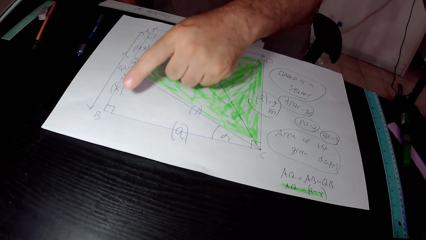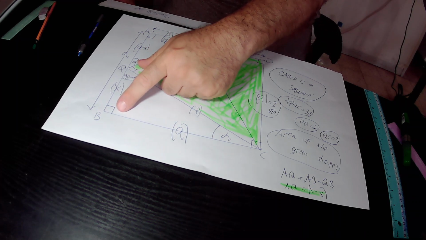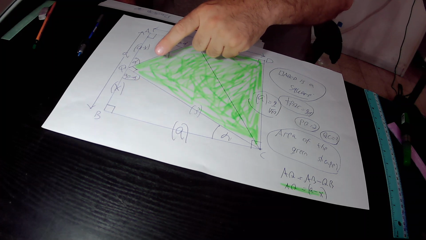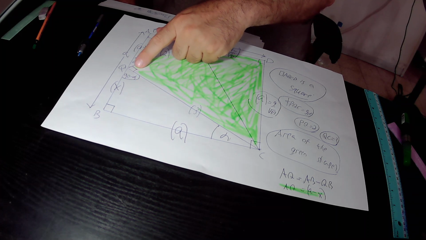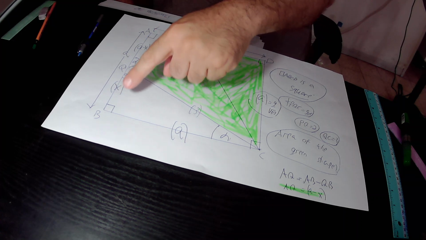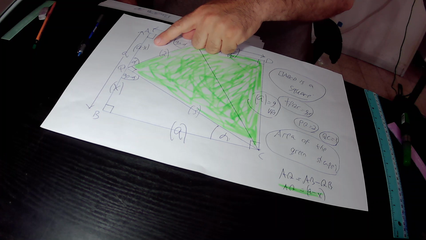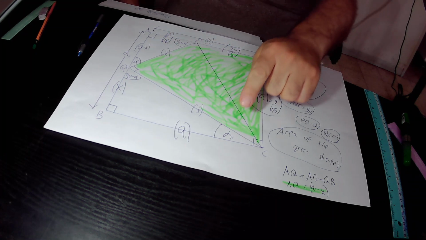We define the length of this side QB as X. Therefore, AQ must be equal to AB, that is A, minus QB, that is X. So in total, AQ equals A minus X. We define this angle as alpha.